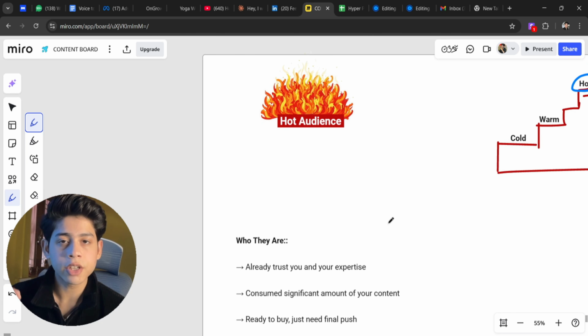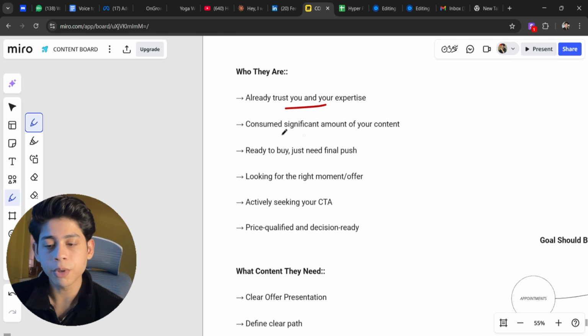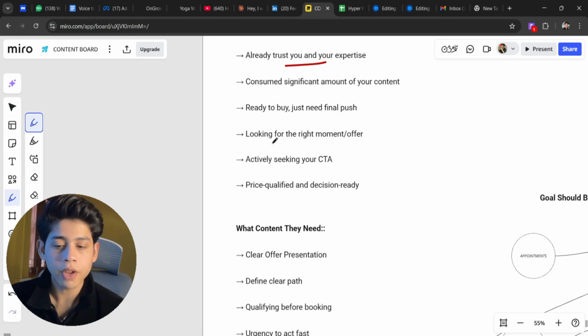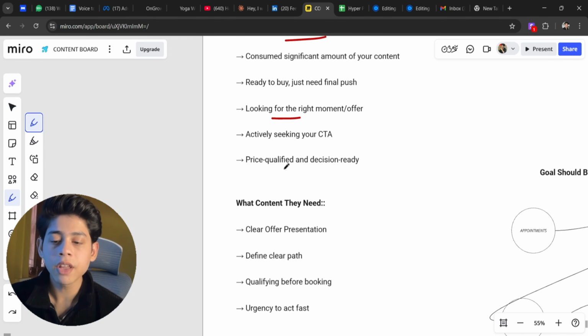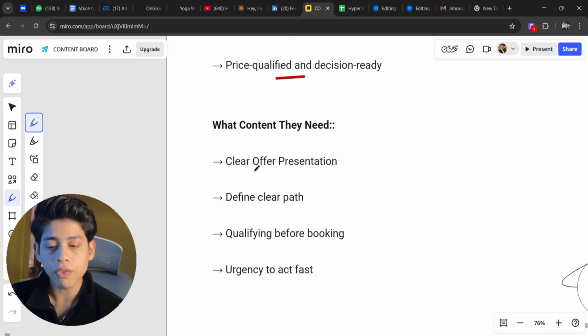So this is the final stage of the audience in our funnel. These are the people who already trust in you and your expertise, and consume a significant amount of content. So they are already ready to buy, but they only need a final push. They are looking for the right moment or the offer, actively seeking your calls to action, and they are already price qualified. So what content they need is a clear offer presentation.